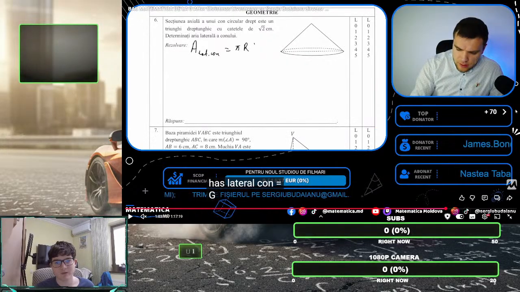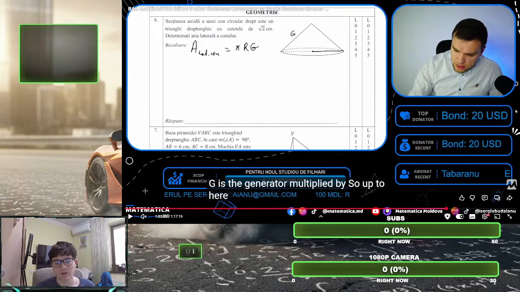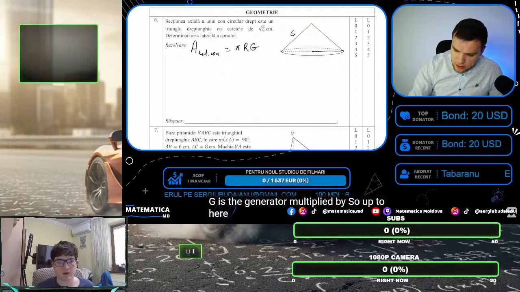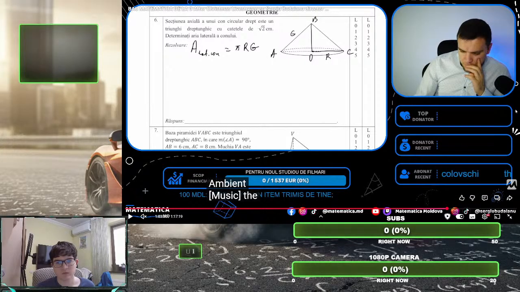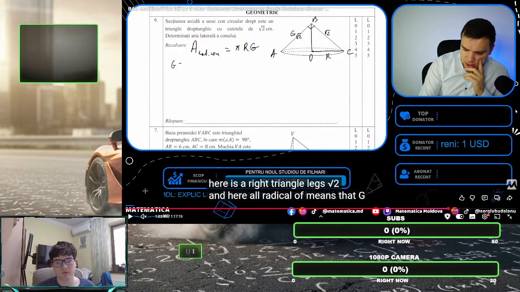Moving on, geometry. Yeah, geometry. I don't know formulas I don't have here, but anyways, we're going to find out. So we got a cone, and we got a triangle within it that goes along the height of the cone, and the two smaller lines are square root of 2, and I have to find the area. So I can find G based on the Pythagorean theorem, and R I think I already know.